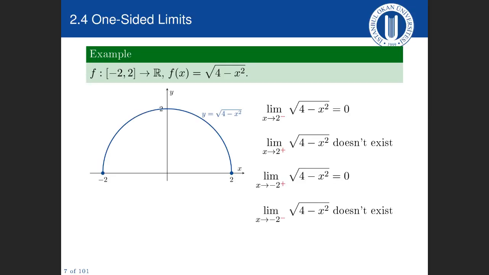Another example. F of x is equal to the square root of 4 minus x squared if x is between minus 2 and 2. And I'm looking at the endpoints at minus 2 and at 2. First, let's look at 2. Here I have a left-hand limit. The limit as x tends to 2 from the left of the square root of 4 minus x squared is 0. We can see that from the graph. The right-hand limit here does not exist.